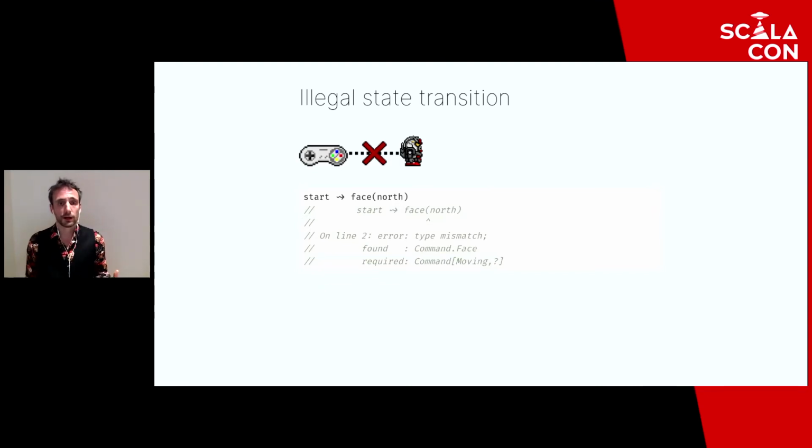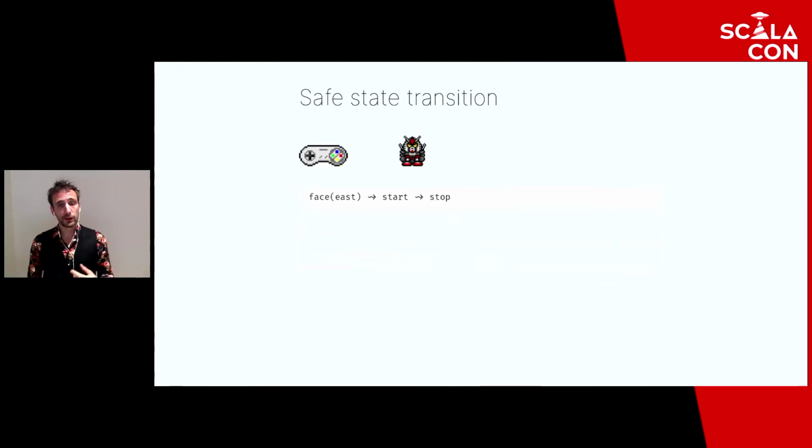Now, you might think, grand, we've made everything impossible. But we haven't. Whenever the types match, we can execute the code. So this, for example, type checks completely, and we get face east, start, and stop, and everything works exactly the way it should. We get a little bit more than just that, though. This is great already, because now we cannot represent illegal state transitions. Not only can we not represent illegal state, but we can't represent illegal state transitions. This is really nice already. We don't have to deal with impossible scenarios.